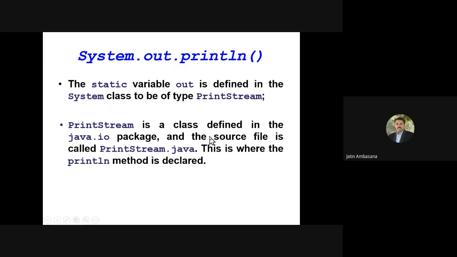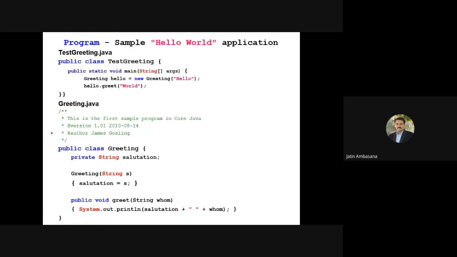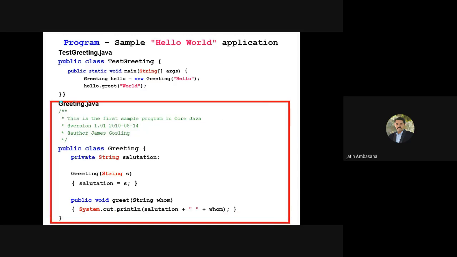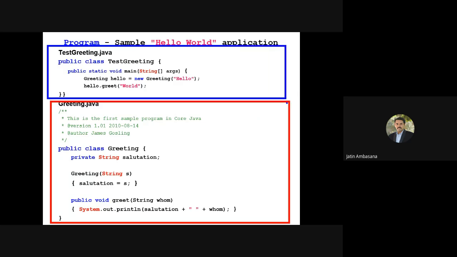If you don't remember, let me show this code. Here it is. This is the Greeting.java file, and this is the TestGreeting.java file. This is one file, TestGreeting.java, and this is another file, Greeting.java.